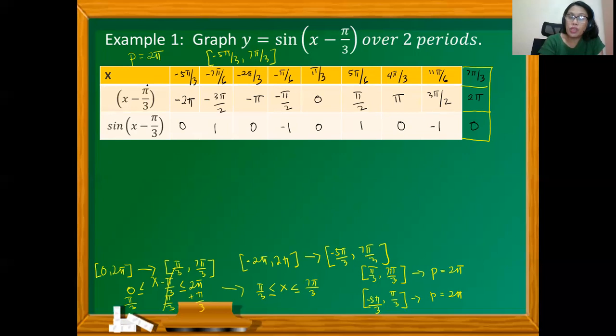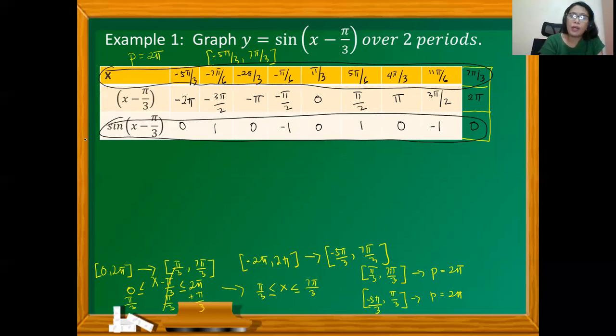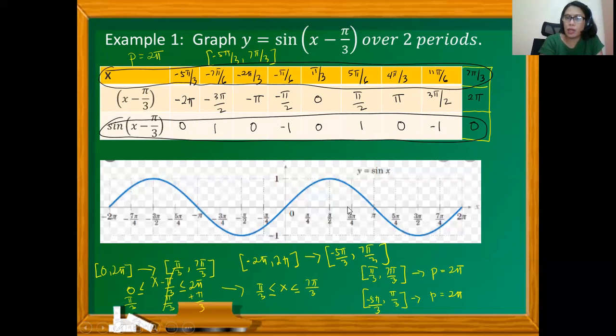So we are now going to sketch the graph of this function by plotting each coordinate here. This will be your x coordinates, and this will now be our y coordinates. And in comparison to y equals sine x here, this is the graph of y equals sine x. As we plot each point here, obviously you will agree that y equals sine x is translated horizontally by pi over 3 units going to the right.